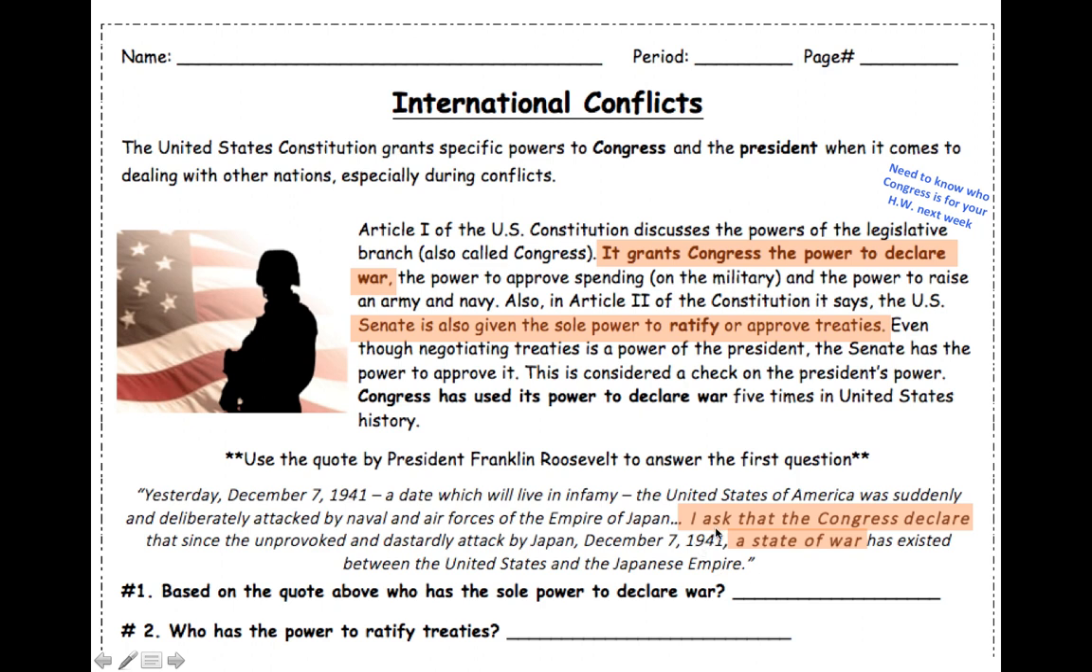I highlighted here, and if you have it in front of you, I'd highlight it too. It says, I ask that Congress declare, and then I highlighted this part that says a state of war. So the President is asking Congress to declare a state of war against Japan, and that was the beginning of World War II. Question number 1, based on the quote above, who has the sole power to declare war? Question 2, who has the power to ratify treaties?